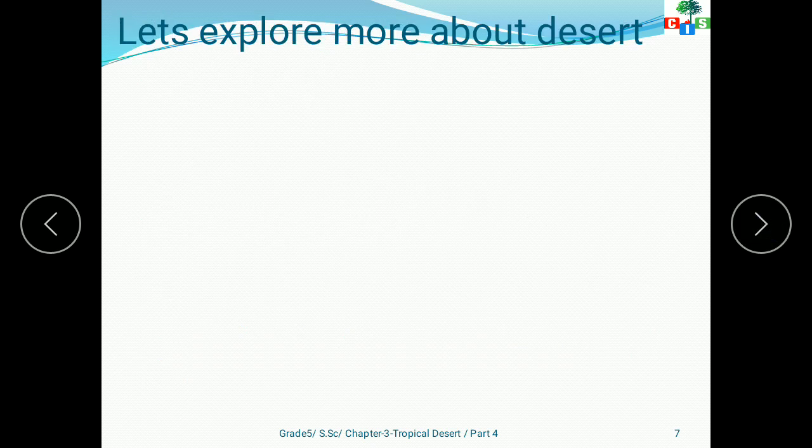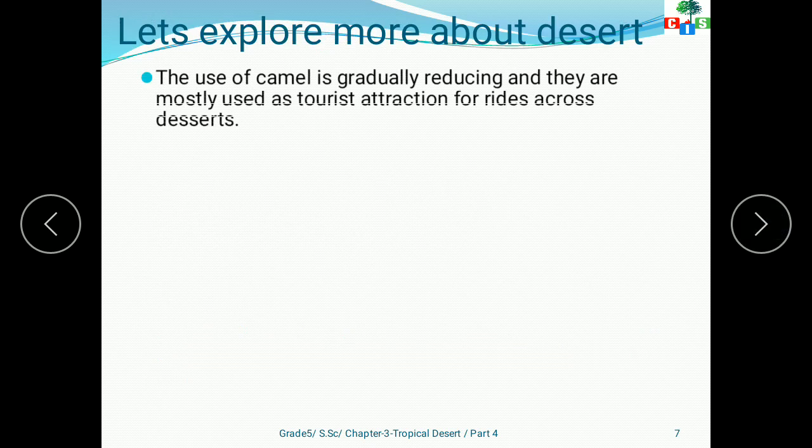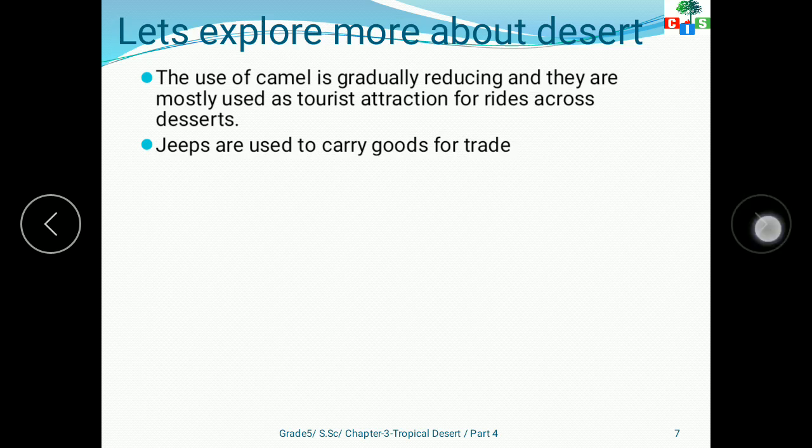Now let's explore some more about the desert, that is, the present scenario. The use of camels is gradually reducing. Nowadays, camels are mostly used as a tourist attraction for rides across the deserts. In the present scenario, we use jeeps to carry goods for trade.